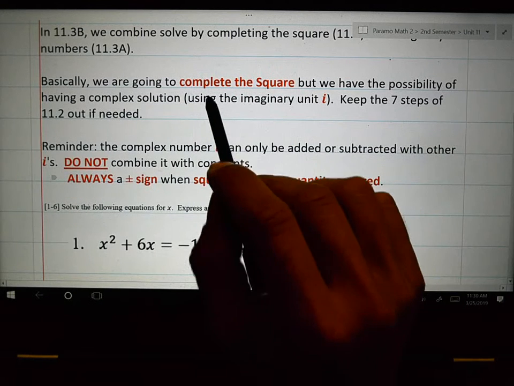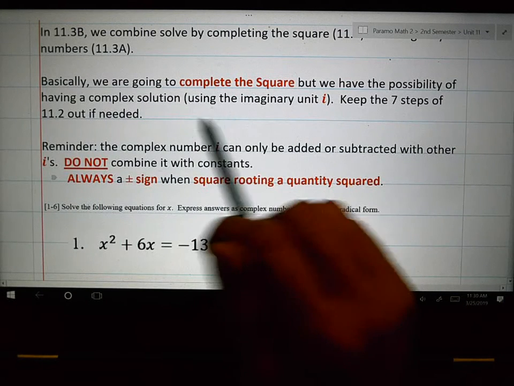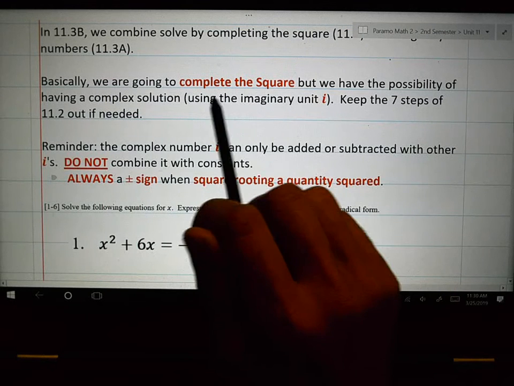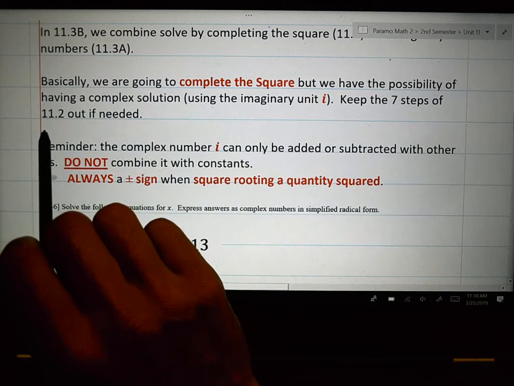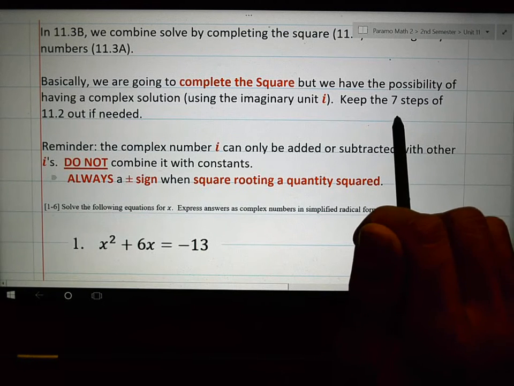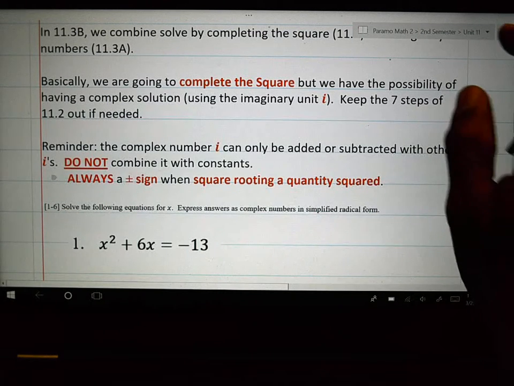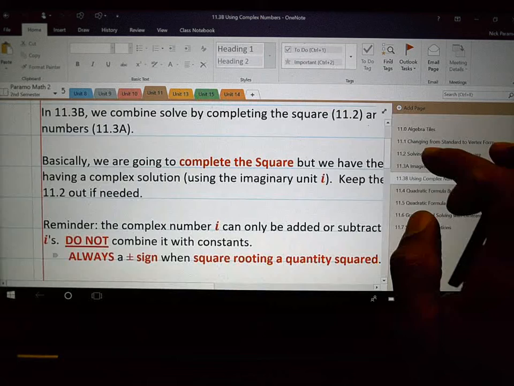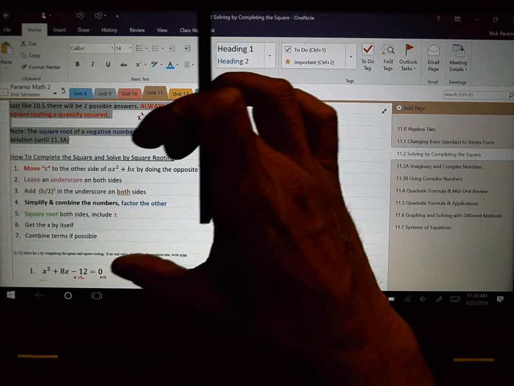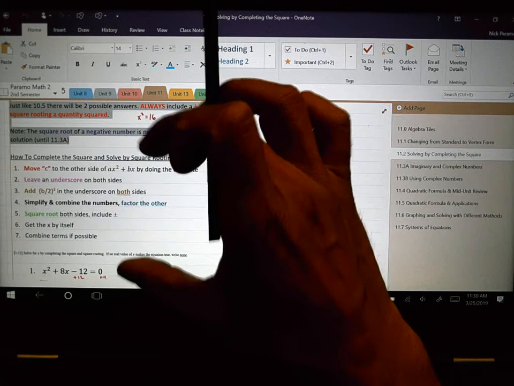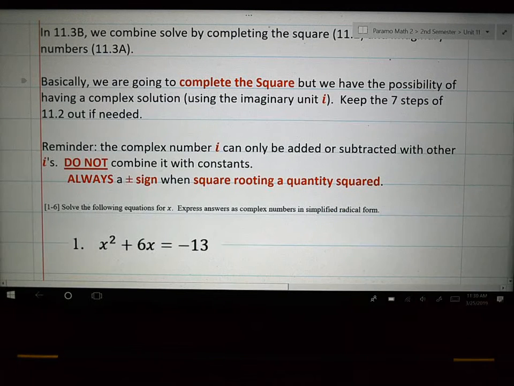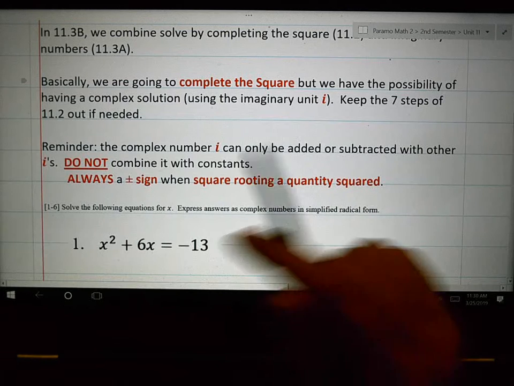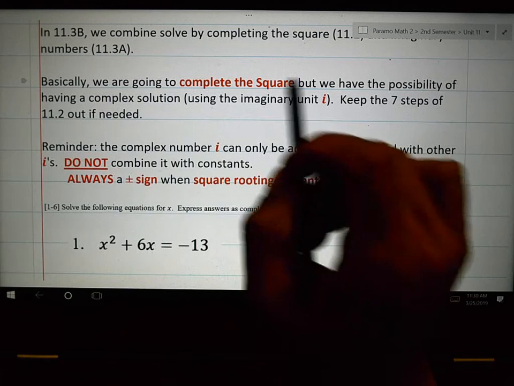So if you are a person who still is struggling with learning completing the square, what I wrote is that you should probably have your 11.2 notes out. There's 7 steps on there, and I didn't feel like having you write it over again. Those 7 steps are right there. You already wrote them down. There's no reason to write them down again. So if you need to go back, click on the old notes or whatever it is that you need and take a look at it, because that's what you're going to do.